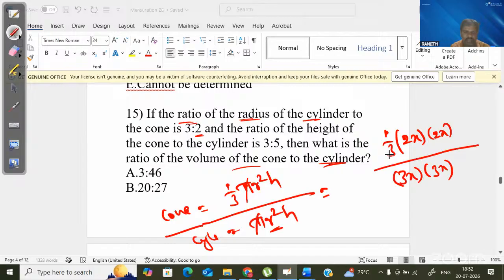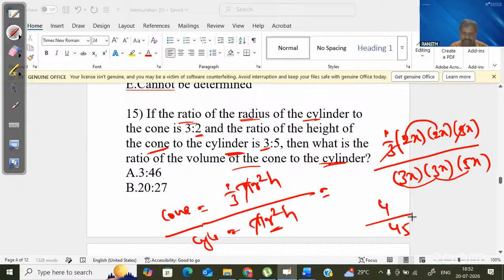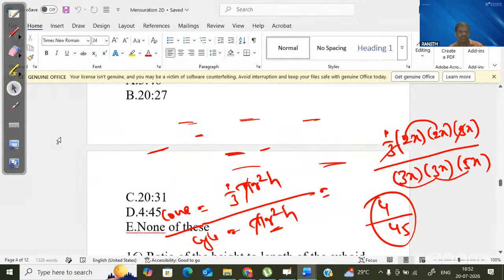And the ratio of the height of the cone will be equal to 3x. Height of the cone equal to 3x and cylinder will be equal to 5x. So here 3 is cancelled and x cube is cancelled. 2 2s are 4, 3 3s are 9, 9 5s are 45. So that is 4 by 45. Yes, we are having the option 4 by 45.